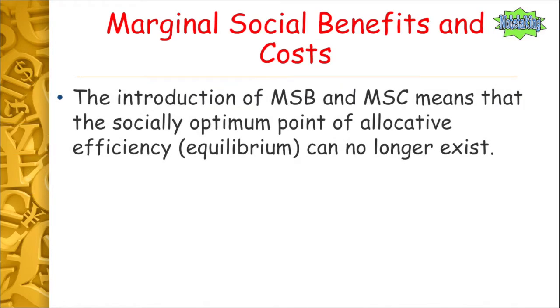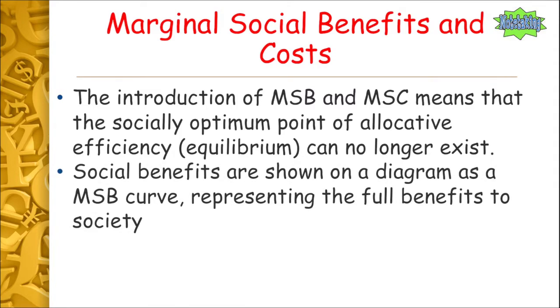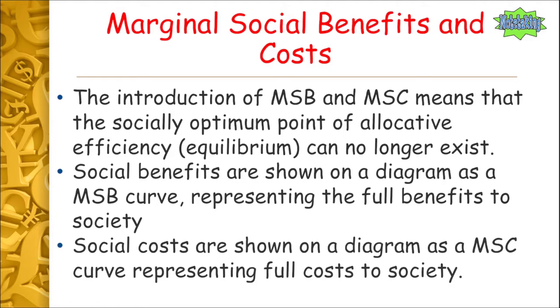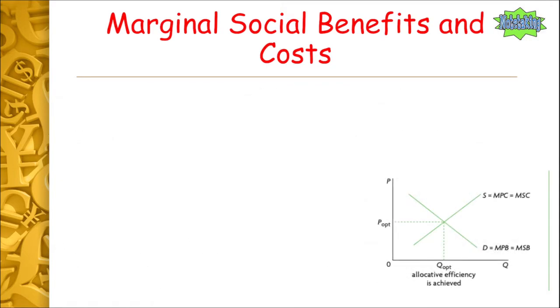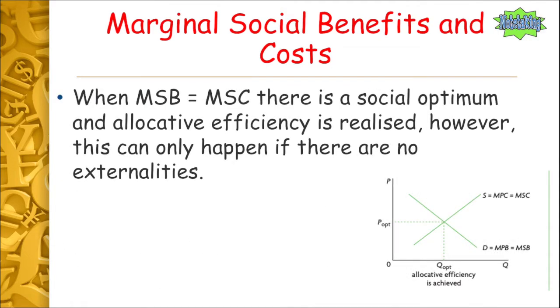So, now that we've got marginal social benefits and costs, our socially optimum point or allocative efficiency point or equilibrium point no longer exists. Social benefits are shown on a diagram as an MSB, or marginal social benefit curve, representing all of the benefits to society, whereas social costs are shown with a marginal social cost curve, and they represent all the costs to society. So, let's break this down into diagrams. When we have marginal social benefits equal marginal social costs, there is a social optimum and allocative efficiency is realised. But this only happens when we've no externalities.